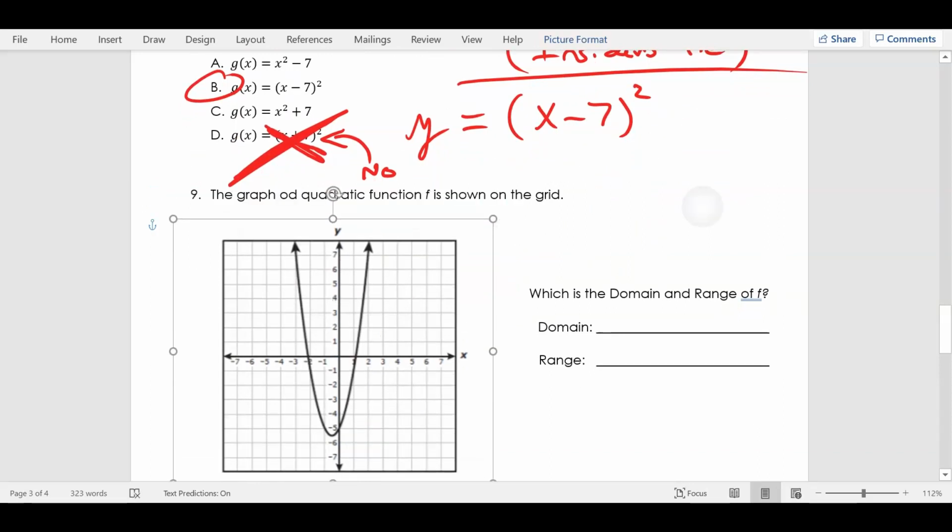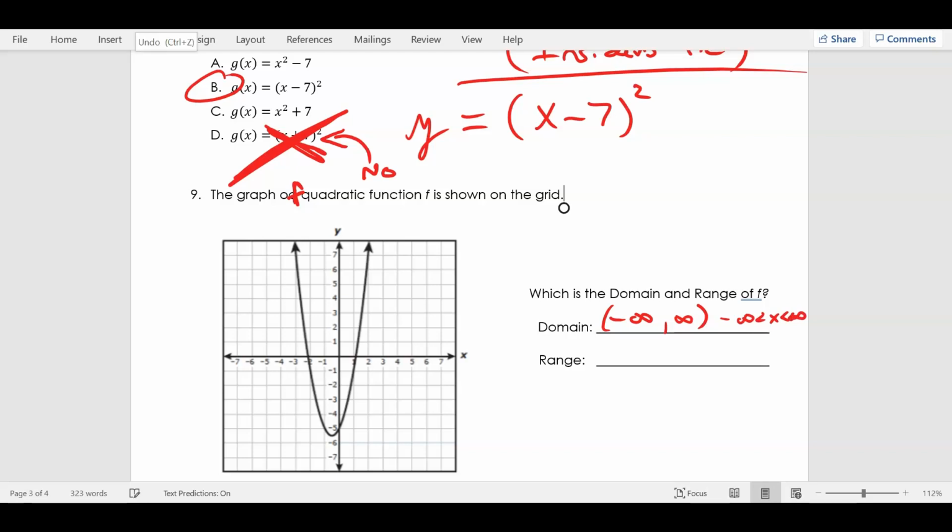Number 9, the graph of, I think it's supposed to be of, quadratic function f is shown on the graph. What is the domain and range? So the domain, it goes from negative infinity to positive infinity, or you can say negative infinity less than x less than positive infinity.